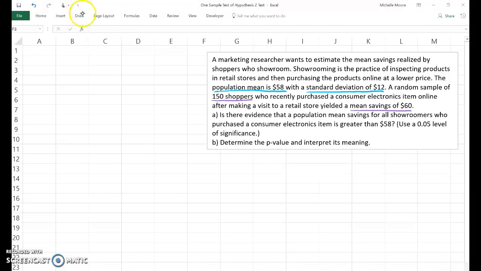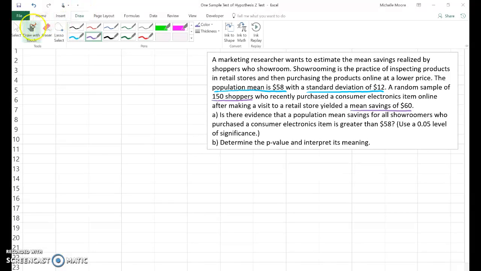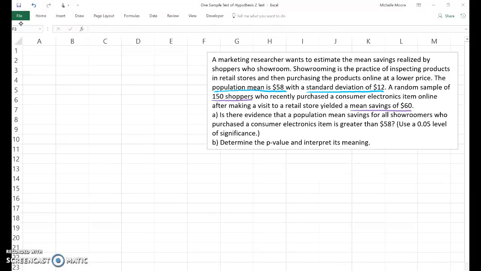So let's go ahead and write down the variables we have also in Excel so that we can then calculate things once we get to that point. So we have a population mean of $58, population standard deviation of $12. We then took a sample of 150 shoppers that gave us a sample mean of $60.